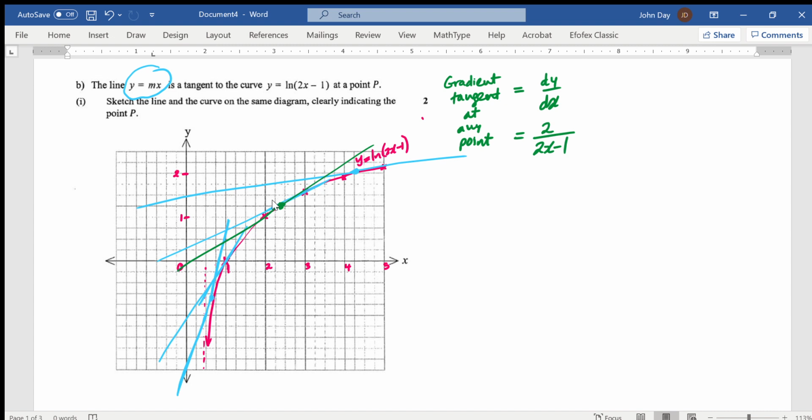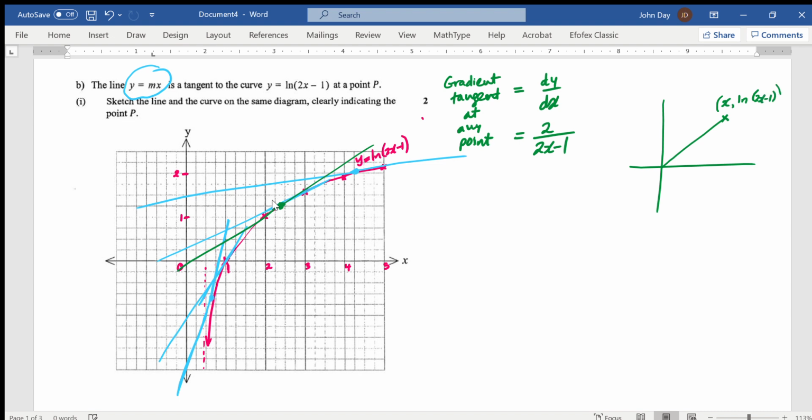Now what about the gradient of the tangent from the point of view of y equals mx? Well, from the point of view of y equals mx, if I just draw something over here, it goes through the origin, and maybe this is your particular point you're looking at. It's going to have coordinates x and the y coordinate will be natural log of 2x minus 1.